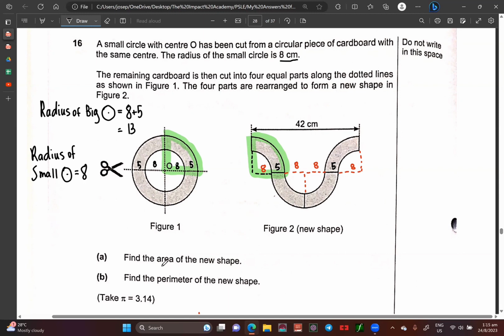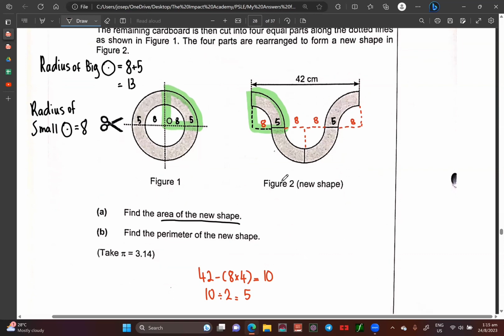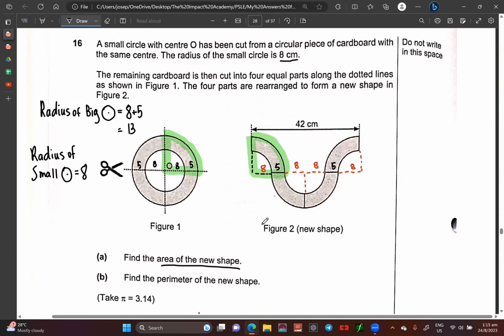Now the question wants us to find the area of the new shape. So the area of the new shape, as you can see over here, is this shaded part, and then we times 4. We can find one first. Now, you realize that figure number 2 is actually figure number 1, but we rearranged it. So what we can do is simply use figure number 1 to help us find the area of figure number 2. Of course, you can also find the big quadrant, minus away the small quadrant, you get 1, and then you times 4.